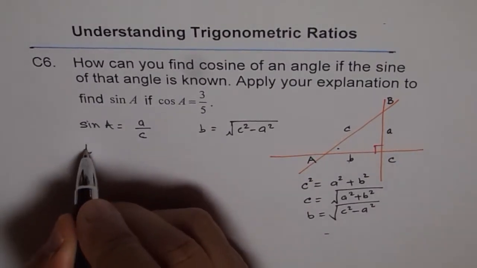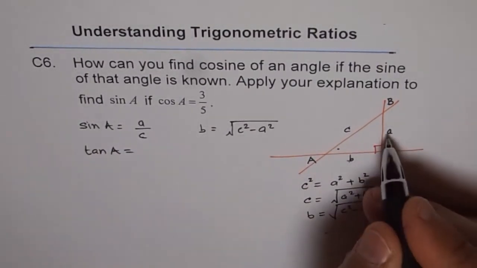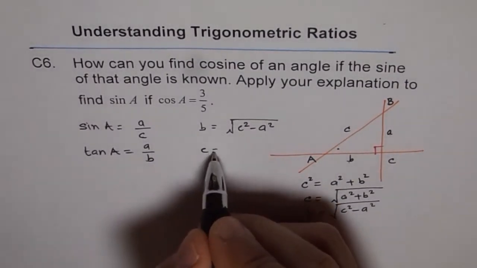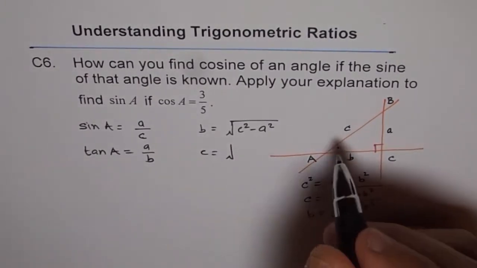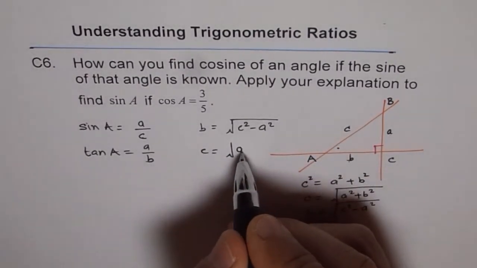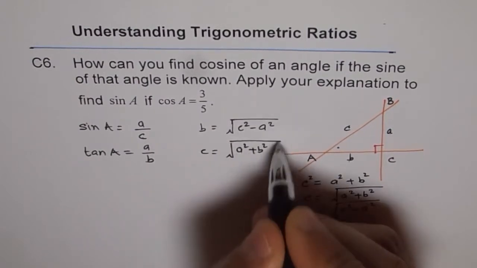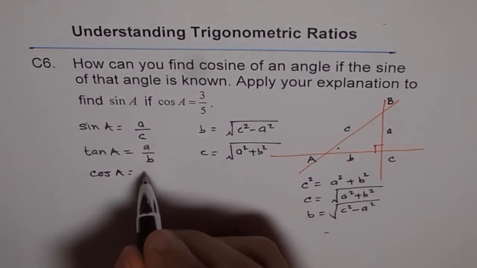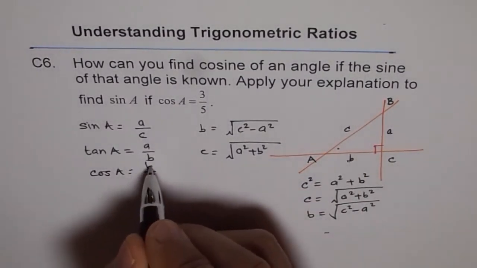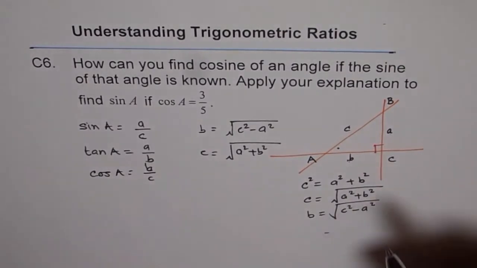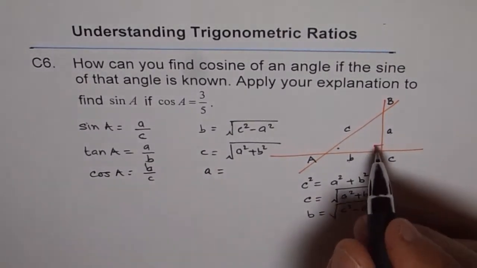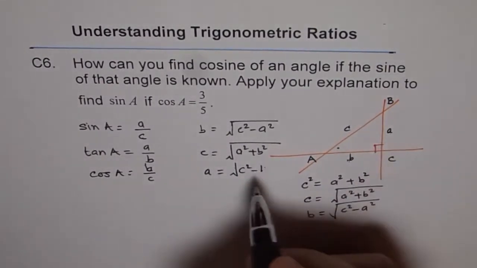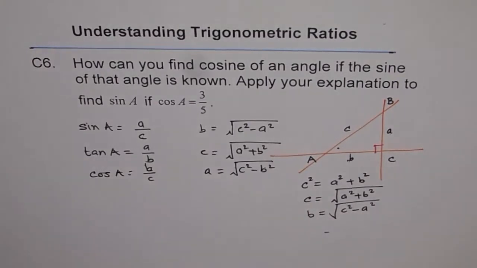Now let's say you know tan A, for example. So tan A is A over B, right? A over B. So we need to find what C is. You can find C using Pythagorean identity, and that will be A square plus B square square root. Similarly, if you know cos of A, right? Cos of A is B over C, correct? B over C. Then you need to find what A is. So A will be equal to square root of C square minus B square. The 2 known things, right?